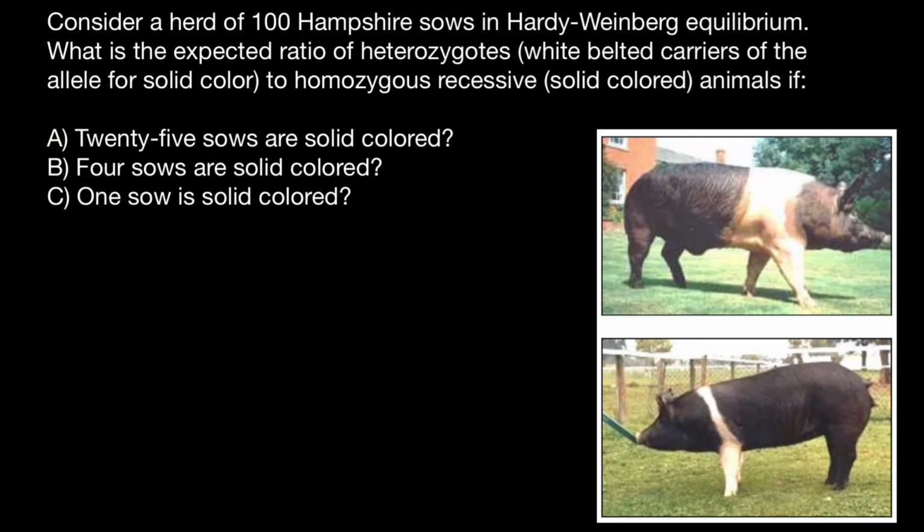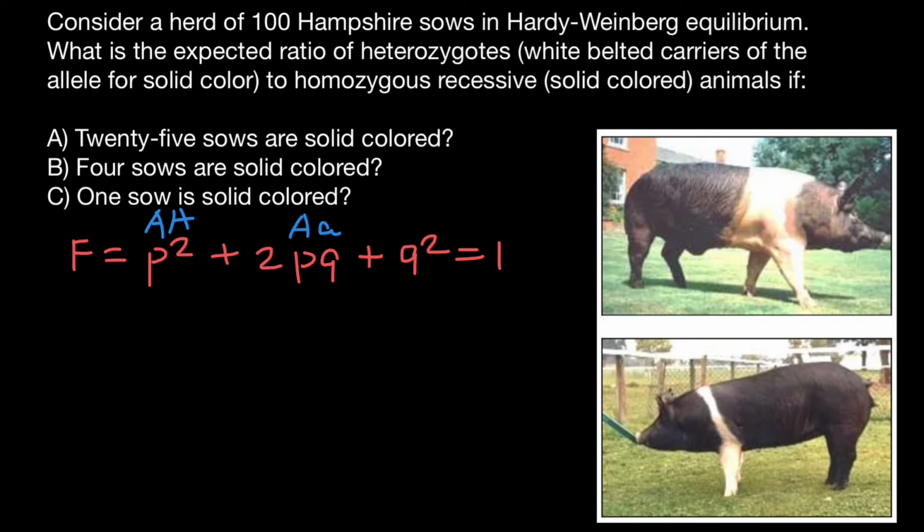How are we going to solve this problem? First of all, we need to know the Hardy-Weinberg formula, which represents three genotypes in a population that result from the combinations of two alleles. So we have p squared plus 2pq plus q squared, and all three genotypes, when we combine them, equal 1 or 100%. p squared stands for the homozygous dominant genotype, 2pq stands for the heterozygous genotype, and q squared stands for the homozygous recessive genotype.